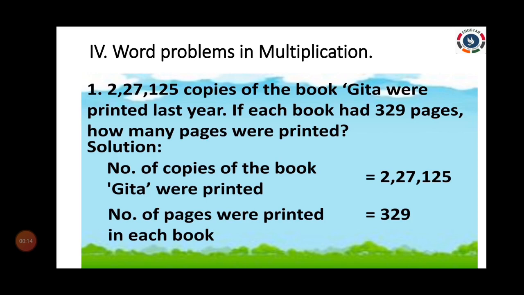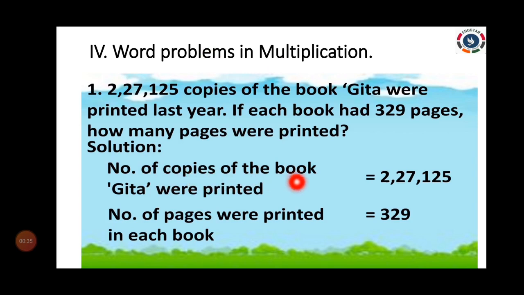Number 1. 2,27,125 copies of the book Gita were printed last year. If each book had 329 pages, how many pages were printed? Write the question black in color. Write the heading black in color. Give the solution blue in color.